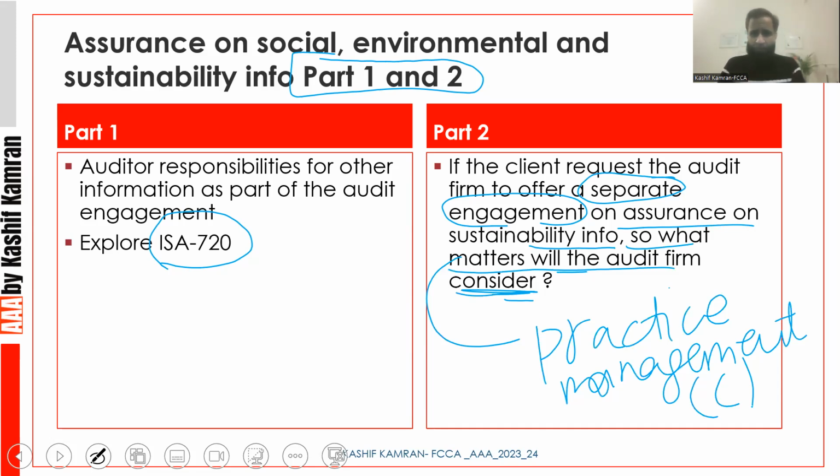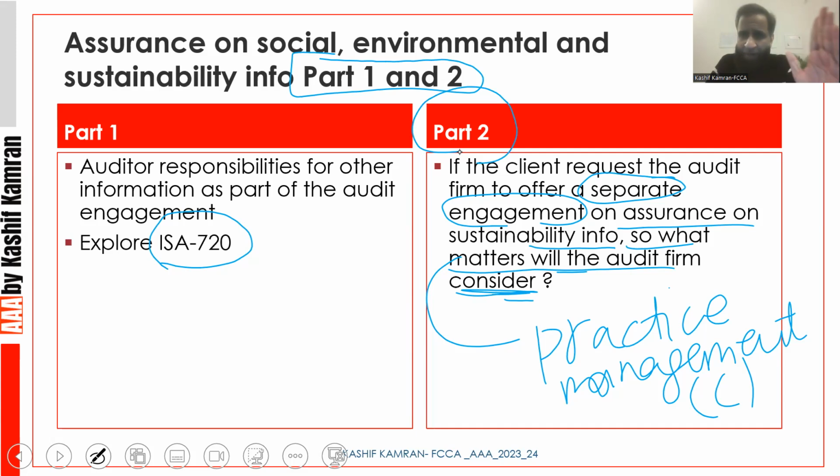Is that clear to all of you? Part 2. If you are asked to offer a separate engagement on assurance of sustainability information, what matters will the firm consider? Again, some very typical matters like deadline, fees, resources, but some very specific matters given in the part 2 article. So when you're preparing the part 2 article, you are extracting the matters you should consider when you are invited by the client to accept an engagement on sustainability assurance.